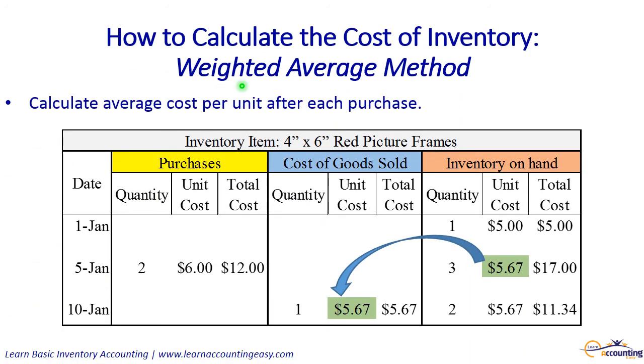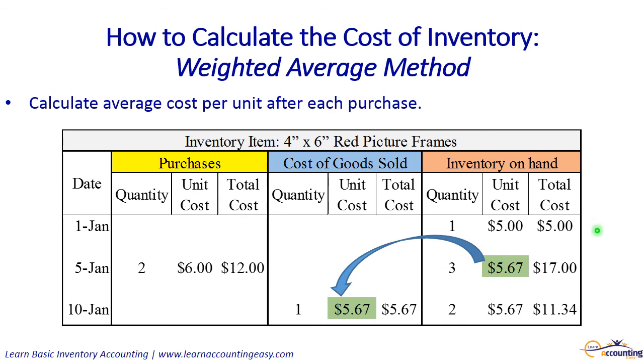Now the last inventory costing method we're going to look at is called weighted average method. As the bullet here says, the weighted average method calculates average cost per unit after each purchase. And this average unit cost is actually used to calculate the cost of goods sold when we sell items. So the table is different from the table in LIFO and in FIFO.